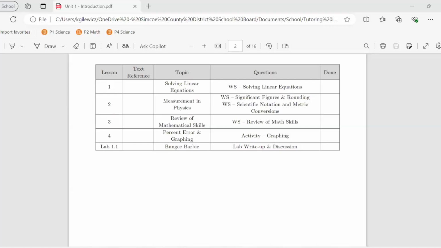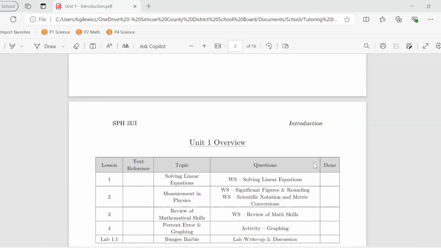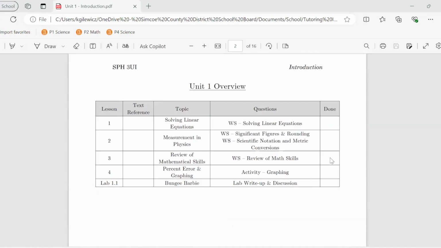Okay, so here's what we've got for the first unit. As I said, this is going to be a brief unit. Depending on how it goes, it sounds like you guys are pretty okay with math, so a lot of this may be stuff that you already know, and we don't need to spend too much time on it. We'll just see how it goes.